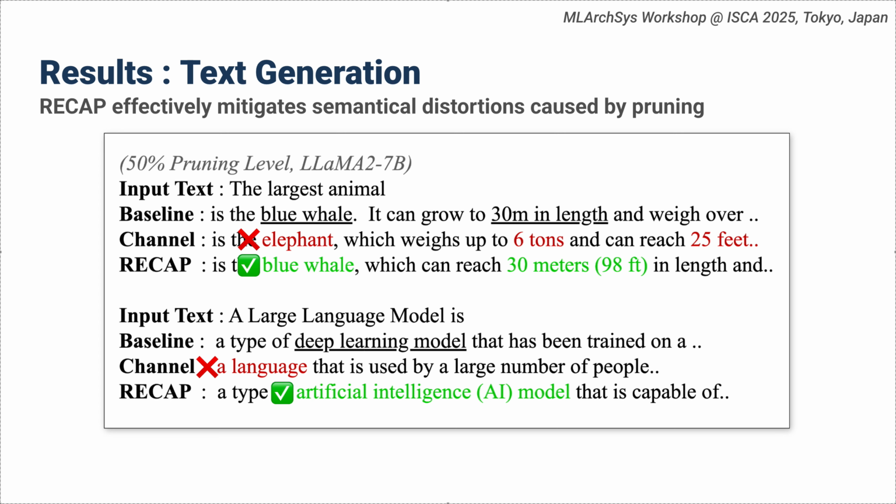Text generation experiments demonstrate ReCAP's effectiveness in mitigating semantic distortions. While naive channel pruning produces incorrect responses, such as elephant, for the largest animal, ReCAP generates the correct answer, blue whale, indicating preserved semantic understanding. Also, for input about LLMs, channel sparsity falsely describes it as a language, while ReCAP properly refers to it as an artificial intelligence model.